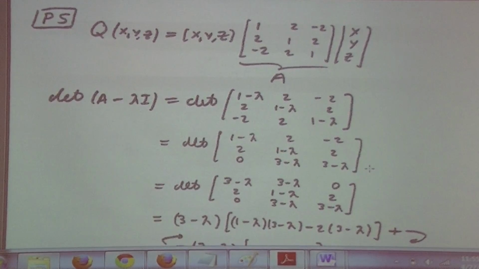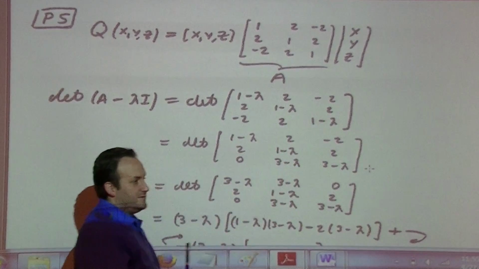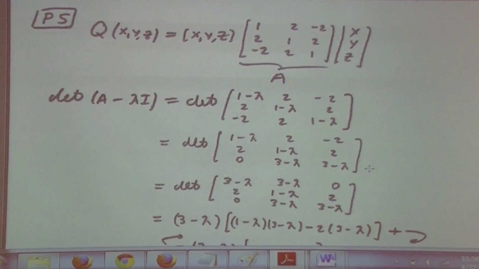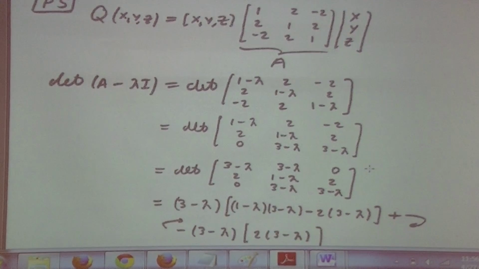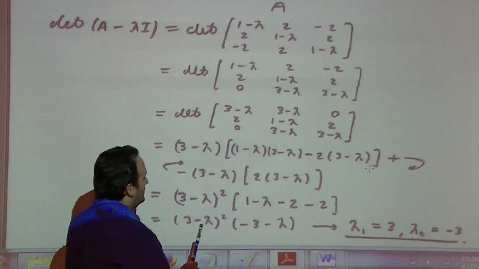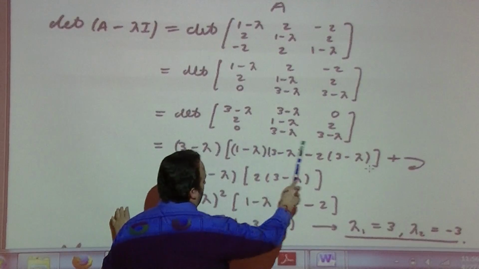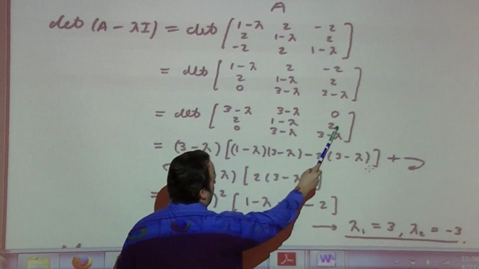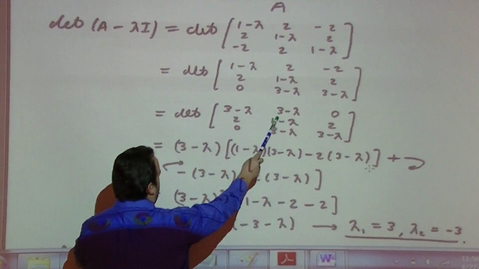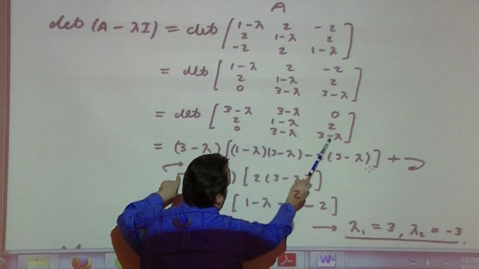Now some of you may have just written the determinant out from here and just taken your medicine. That's fine, you can do that. I don't really care how you calculate the characteristic polynomial, as long as you calculate it correctly. So when you do, I expand on the top row, I think. So 3 minus lambda times the determinant of this subblock, which gives me this times this, minus that times that. And then minus 3 minus lambda times this subdeterminant, which gives me just 2 times 3 minus lambda.